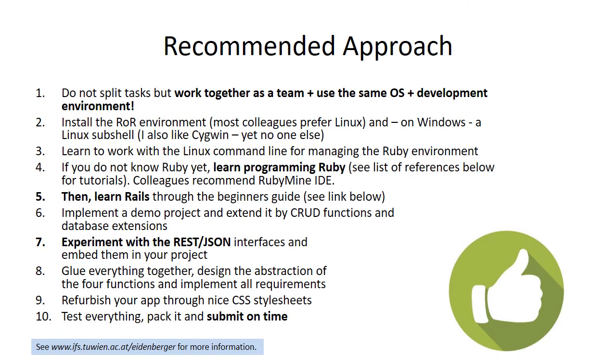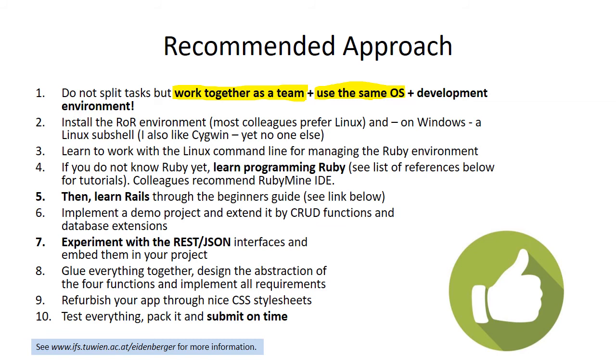So what do I recommend you to do based on the experience that we had in the last years? Work together as a team. Don't work alone and distribute the workload of the requirements, but sit down together and try to find out how Ruby works together. Use the same operating system, even if you have two PCs working on them. Always do that, because otherwise you get into a lot of trouble in incompatibilities between the operating systems. Also use the same development environment. We come to that in a minute.